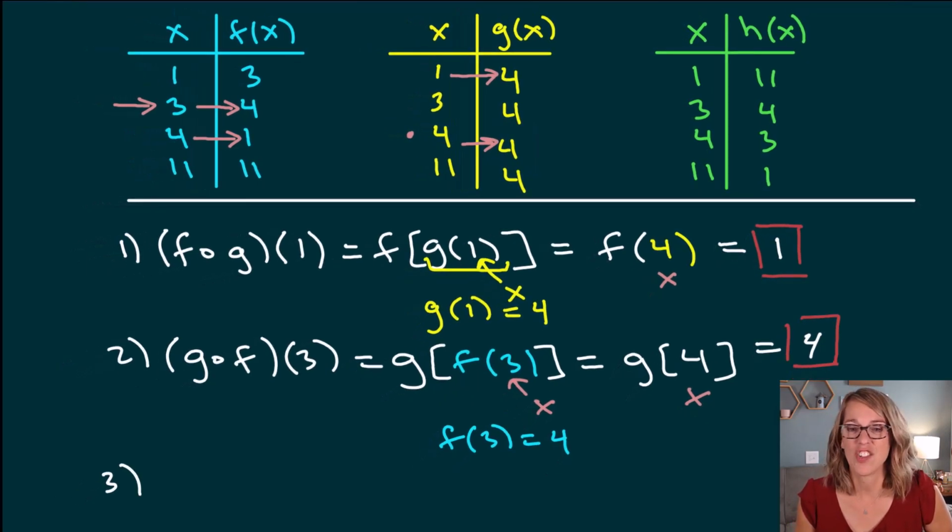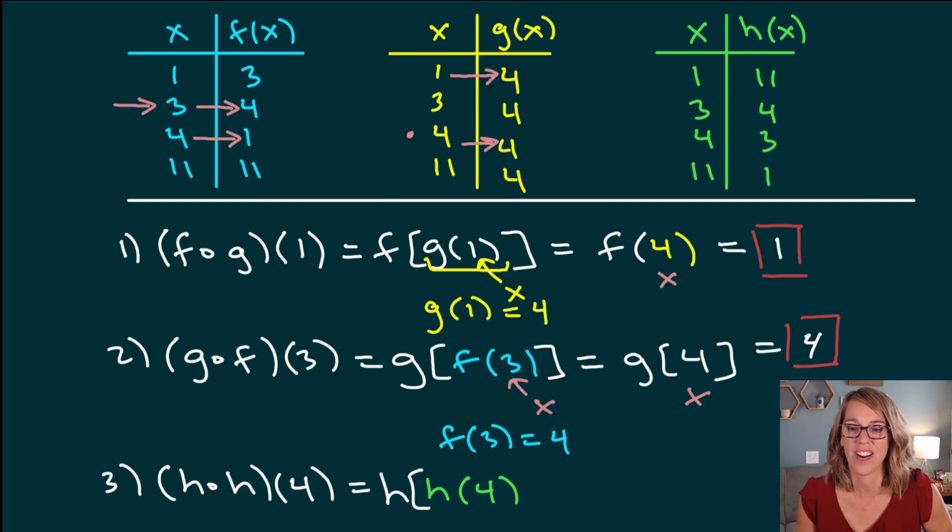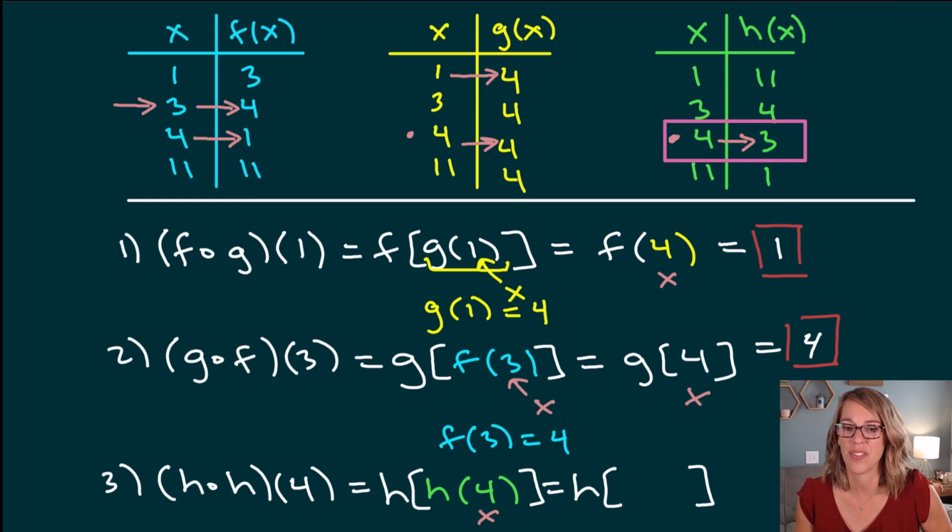Next, let's use that h function. So we're going to do h composed with h of 4. So as I rewrite this one, it's going to be h of, I want to apply h of 4 first, h of 4. So I've got an x value of 4. I'm going to go up to my h graph. X of 4 is right here, and it gets matched to a 3. So this becomes h of, I'm going to record that output number 3.